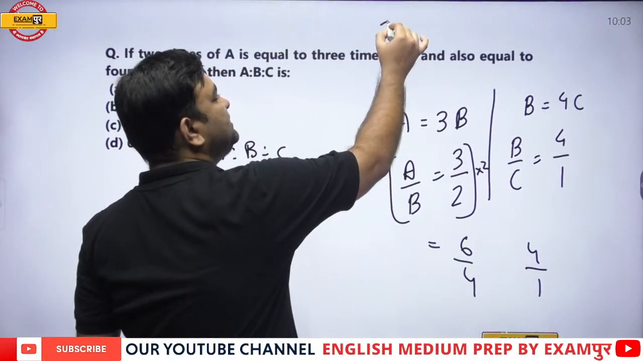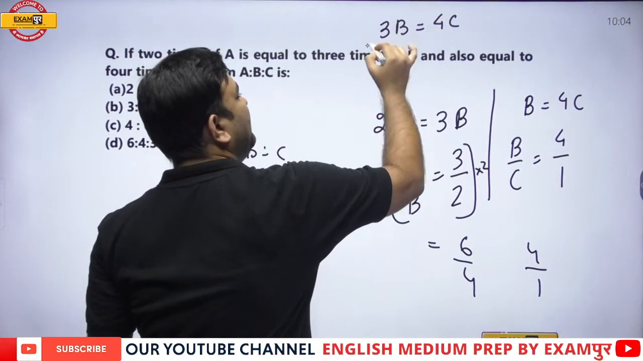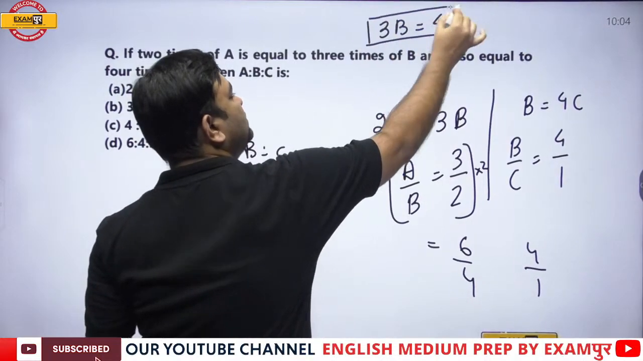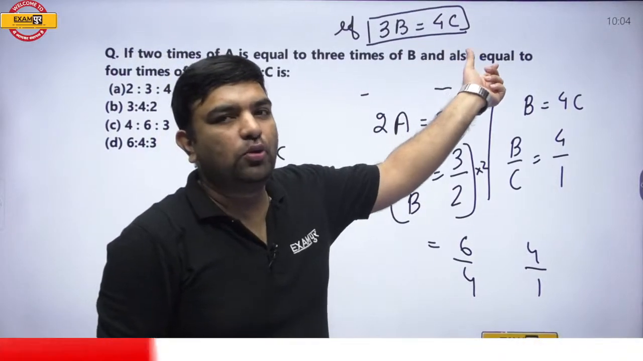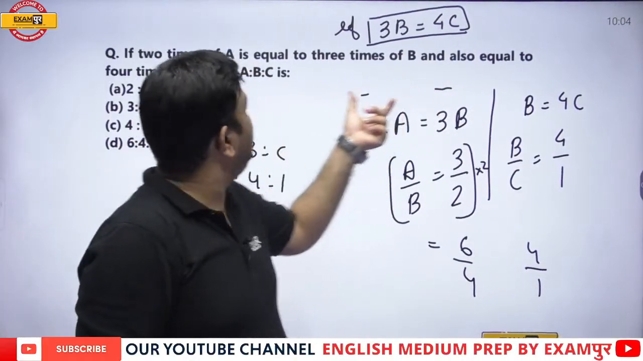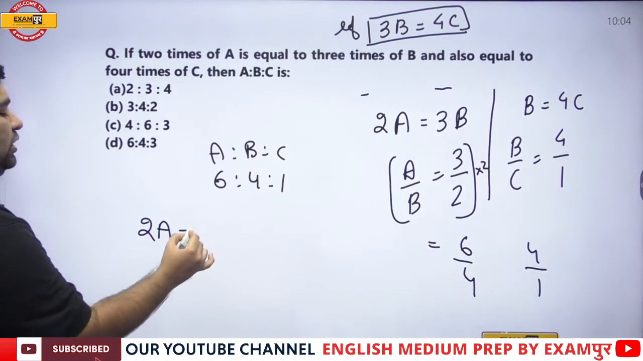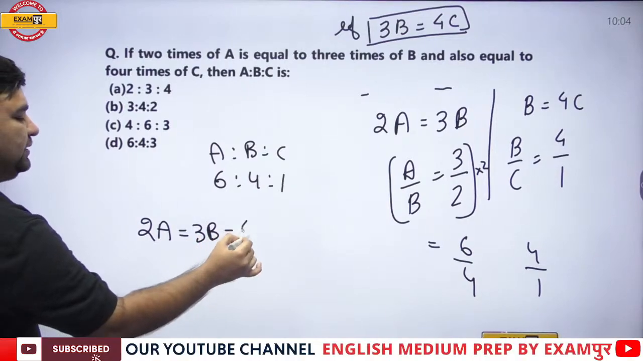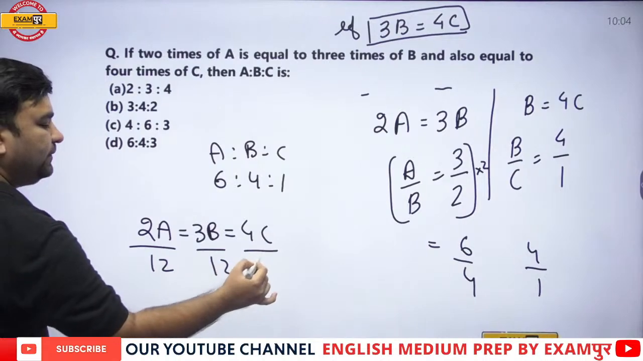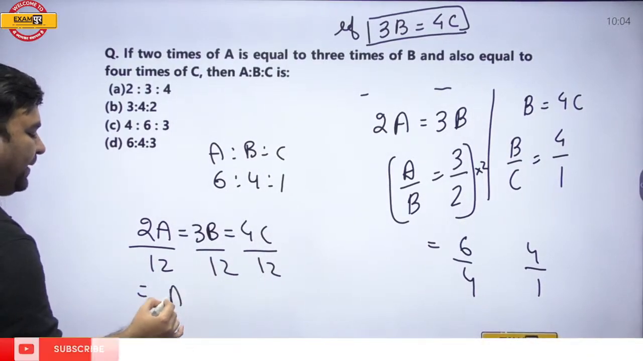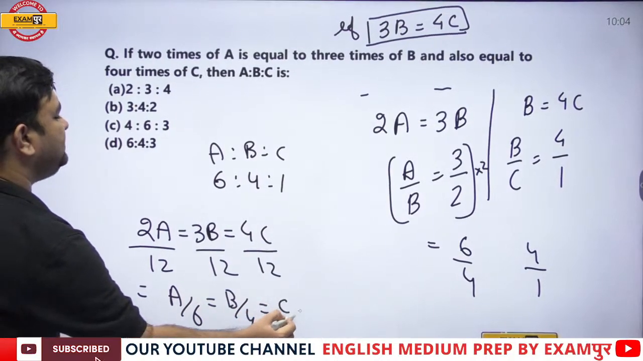However, if we take this logic that 3B is equal to 4C, that 3 times B is also equal to 4 times C, then 2A is equal to 3B is equal to 4C. Divide by the LCM, which is A by 6, B by 4, C by 3.